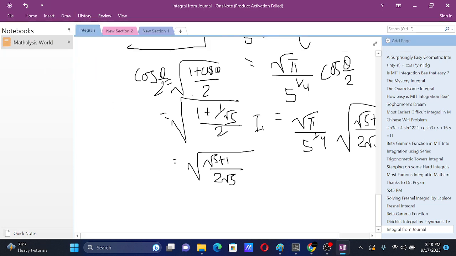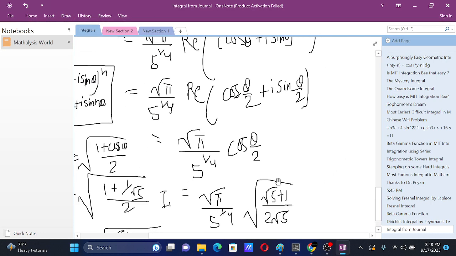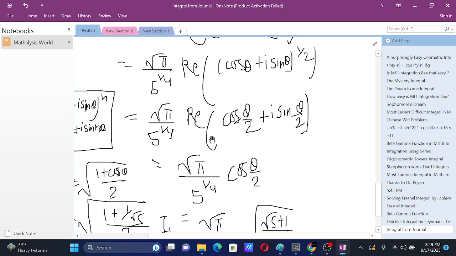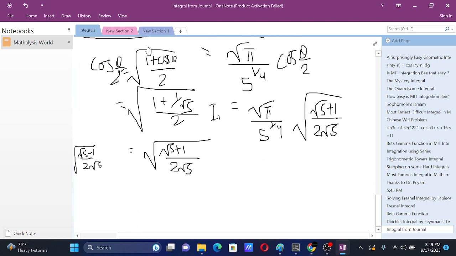So we know that when it was minus, we got sin theta by 2 equal to root under (root 5 minus 1) by 2 root 5. So this is sin theta by 2. And our I2 will be, we just need to have sin theta by 2 because this is the imaginary part. And this is the I1. And our I2 will be root pi by 5 to the power 1 by 4 root under (root 5 minus 1) by 2 root 5.